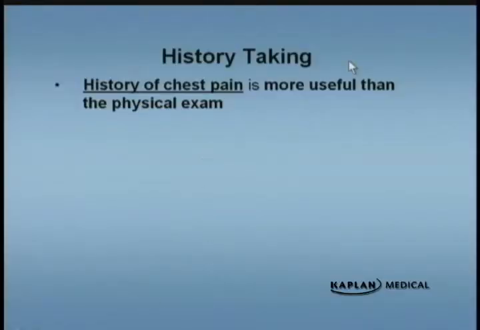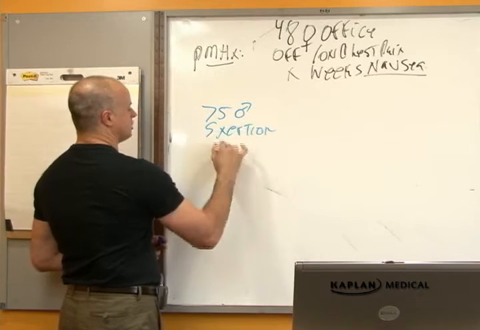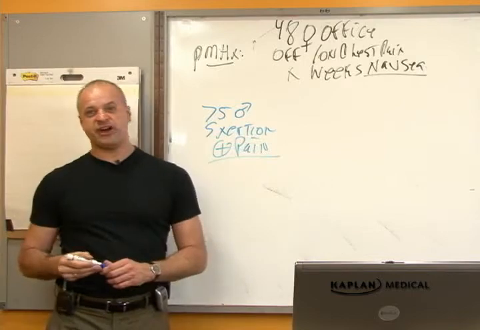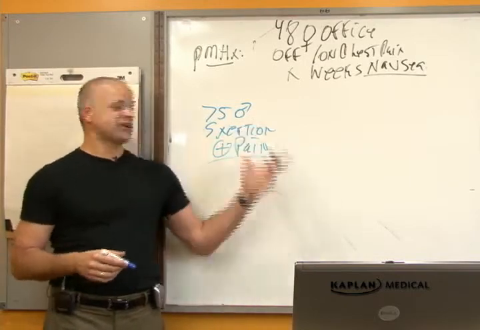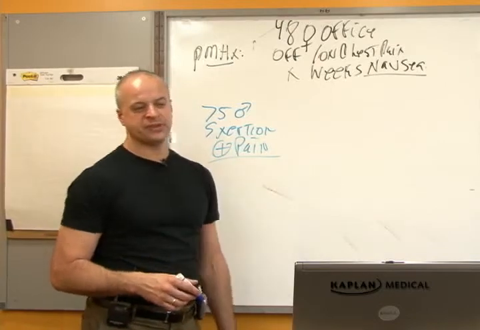Now, the history of the chest pain is much more important than the physical. In other words, if you tell me this is a 75-year-old guy who's got exertional chest pain, exertion plus chest pain, I don't care what physical exam findings he has. He's got ischemic disease. He's going to die of a heart attack.